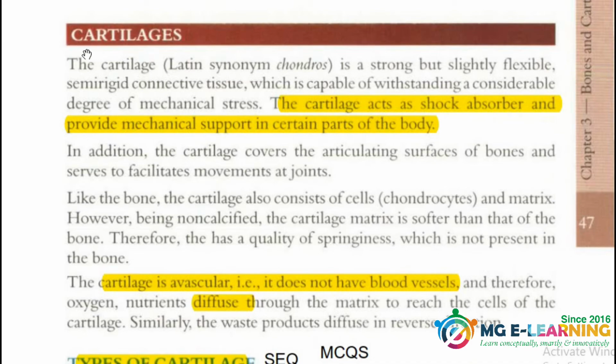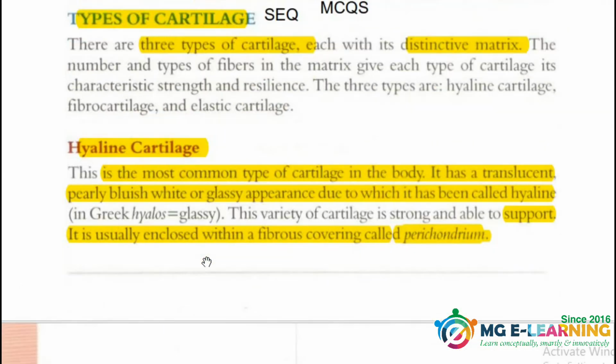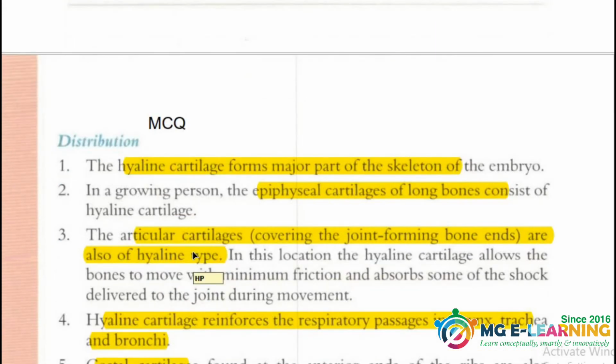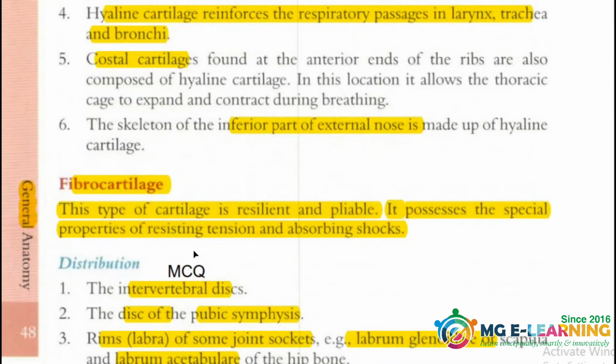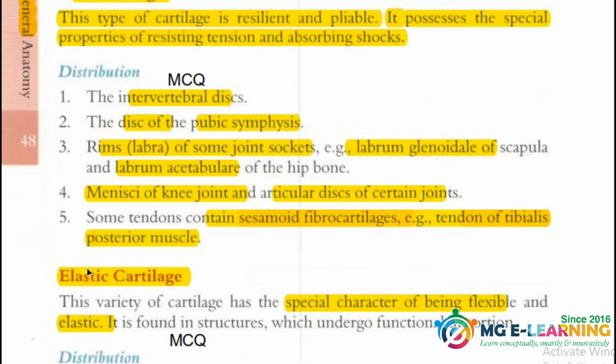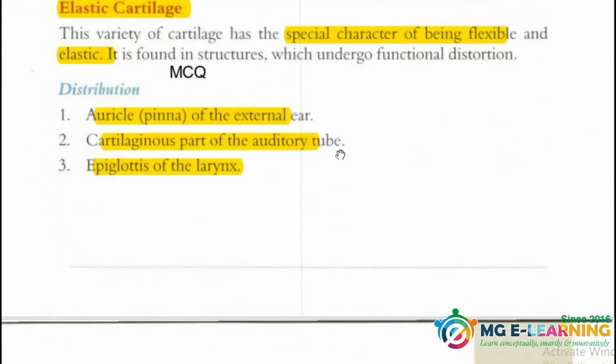Next section of this chapter is cartilages. This is a very important topic. Cartilages are very high-yield for your SQs. You are asked about what are the types of cartilages and what is the distribution. So distribution means the examples of different cartilages in the body, and these are very important for your MCQ points. This is continuation, the fibrocartilage, another type, and the MCQs, the elastic cartilage and its distribution. So this is a very high-yield topic for your paper.